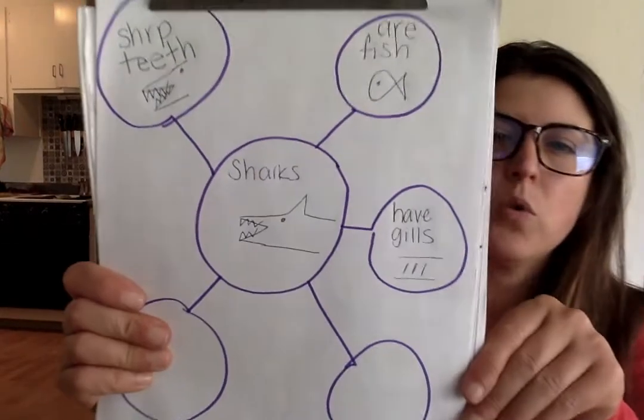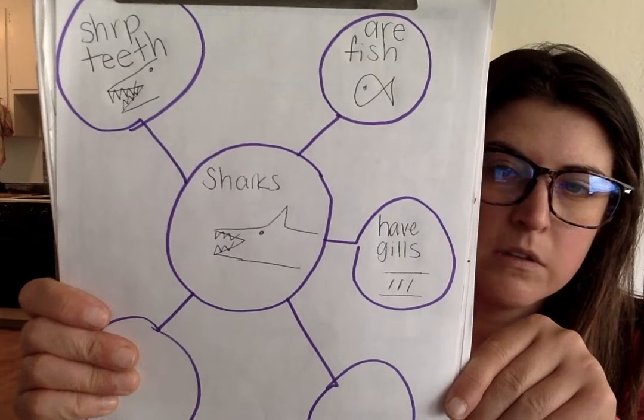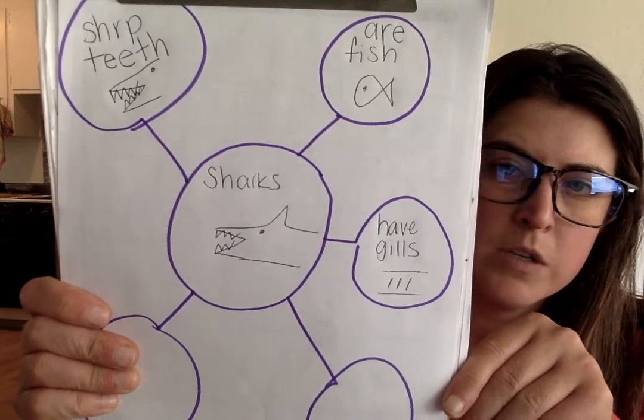What else did I learn? Oh yeah, those special things they have to breathe. What are those called? Gills. I'm going to write have gills. That's kind of tricky to draw. I think I'll just do 3 lines for now. So like I said, it's just quick ideas. Sharks have sharp teeth. Sharks are fish. Sharks have gills. What else was important in this book?